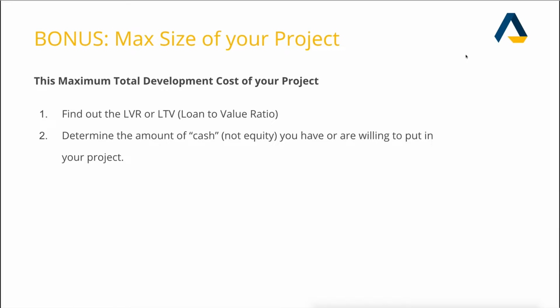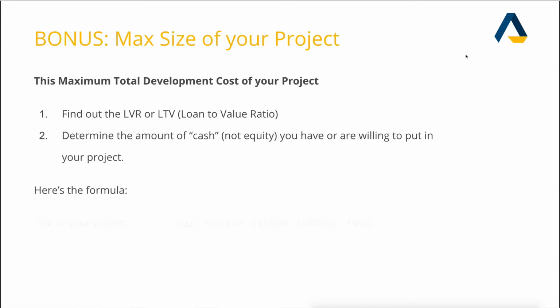If you figure that out, you'll be able to figure out, and I'll give you a formula in a second, how much you can borrow and how much will come out of your pocket. So these are the two things that you've got to figure out: what you can borrow and determine the amount of cash, not equity, you have or are willing to put into the project.